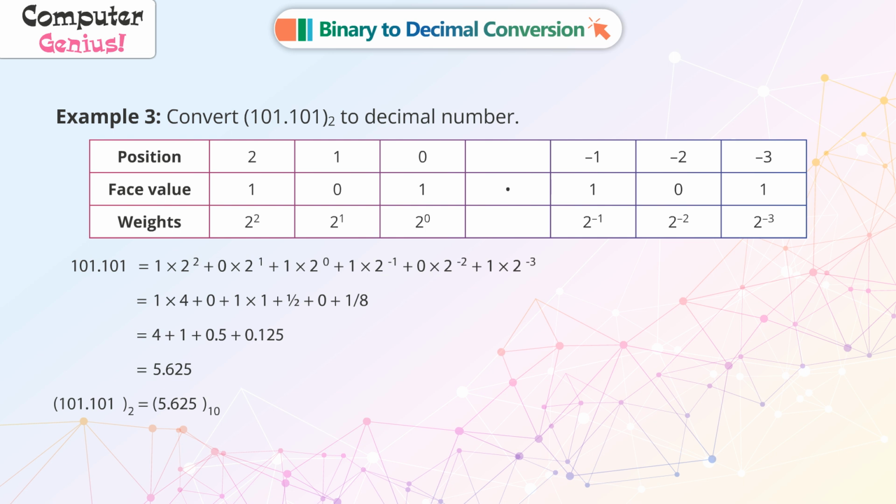0.125 is equal to 5.625. 101.101 base 2 is equal to 5.625 base 10.